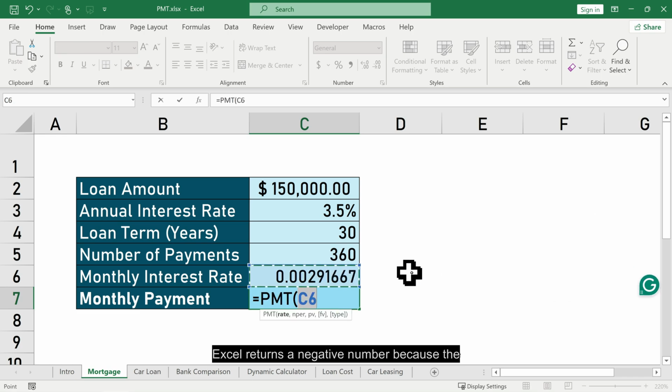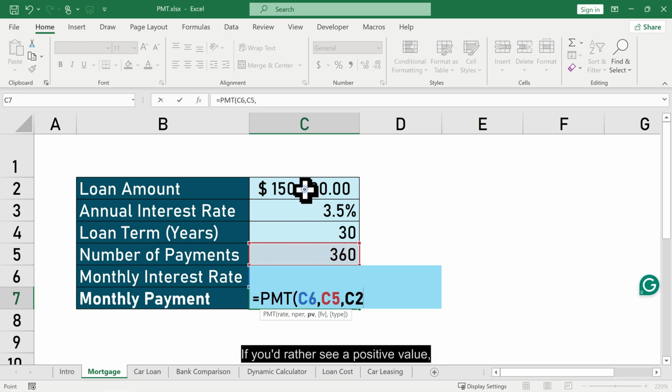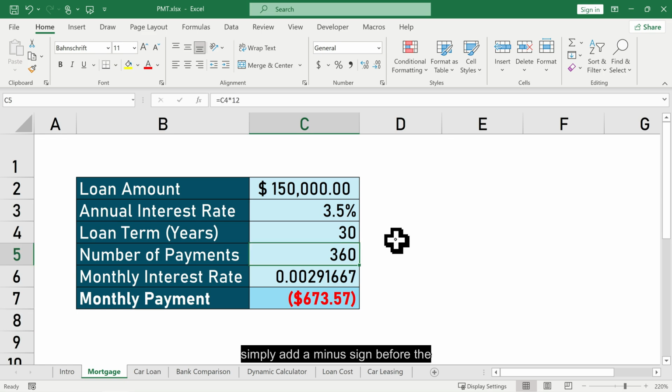Excel returns a negative number because the payment is money leaving your account. If you'd rather see a positive value, simply add a minus sign before the function. Now imagine calculating this manually. PMT does it in less than a second.